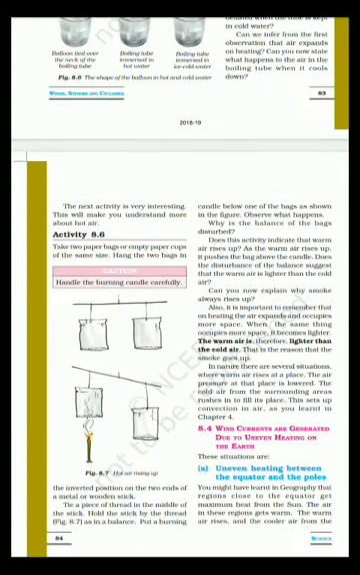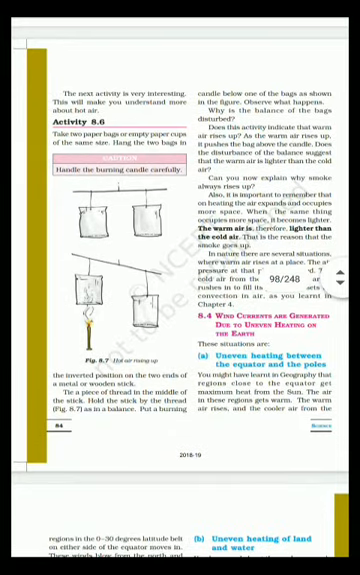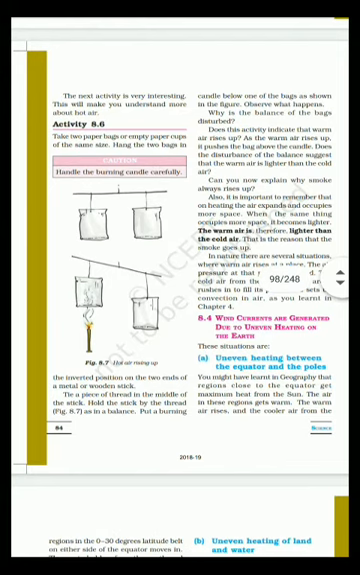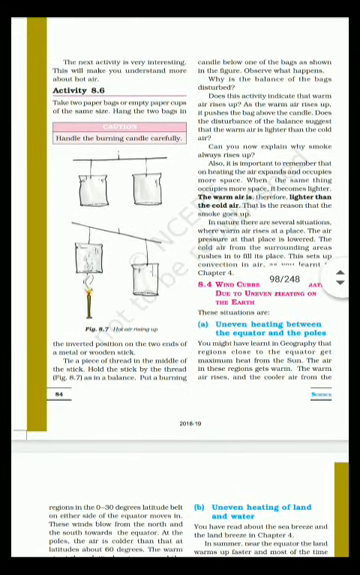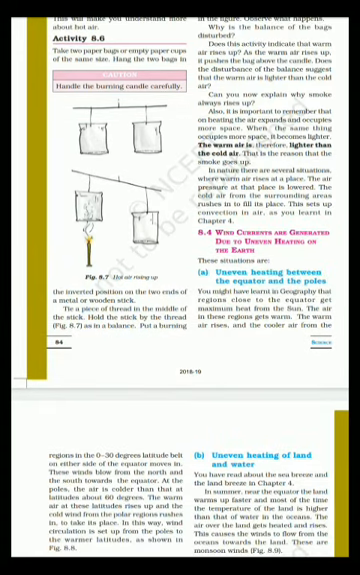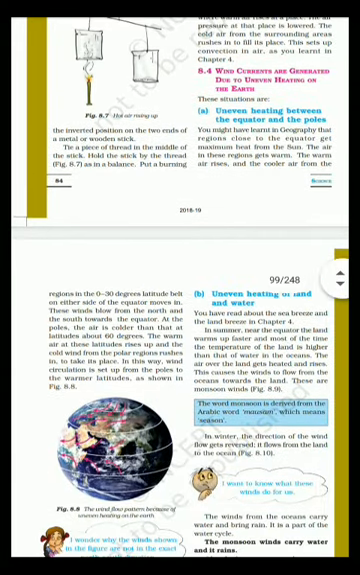Next, it is also important to remember that on heating, the air expands and occupies more space. When the same thing occupies more space, it becomes lighter. That is, the warm air is therefore lighter than the cold air. That is the reason that smoke goes up. So what is the reason smoke goes up? Because the warm air is lighter than the cold air. So it moves up.